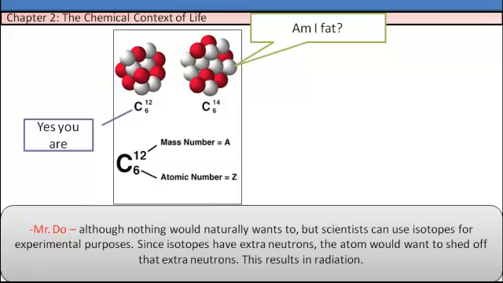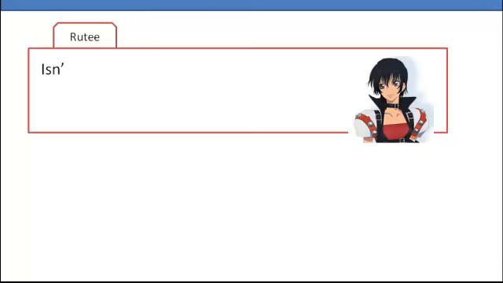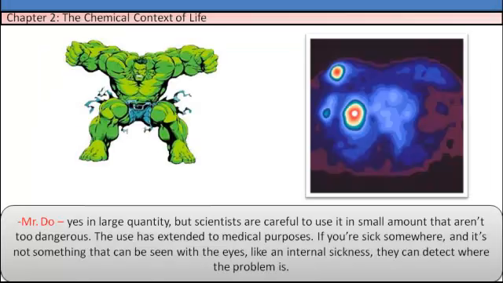Since isotopes have extra neutrons, the atom would want to shed that extra neutron. This results in radiation. Yes, in large quantity, but scientists are careful to use it in small amounts that aren't too dangerous. The use has extended to medical purposes.